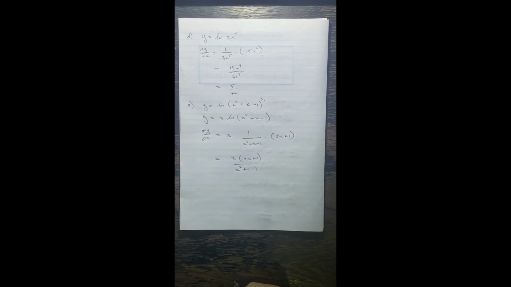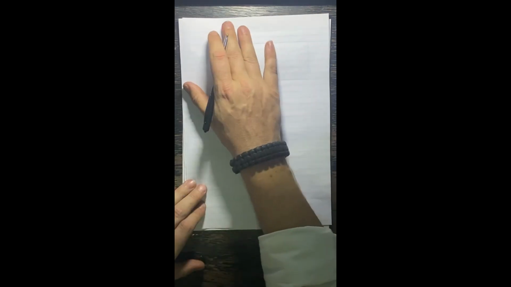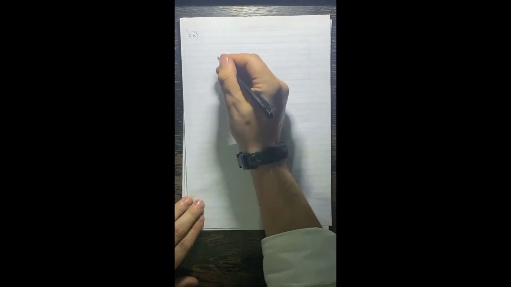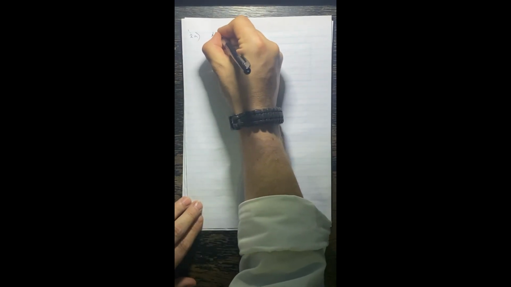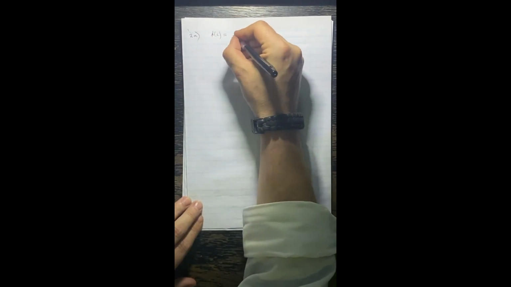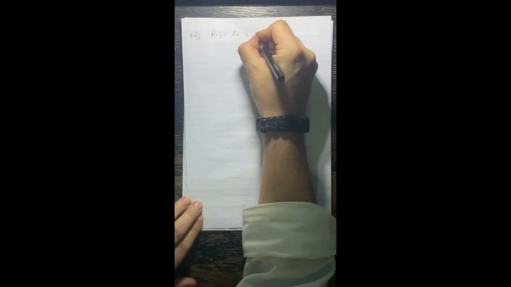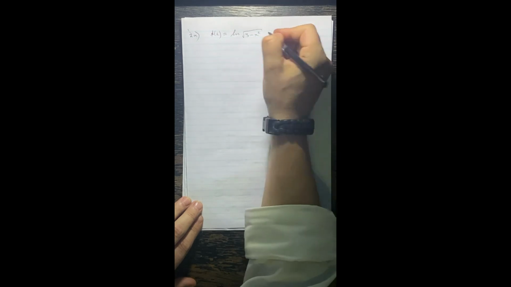Okay, I'm going to go through number 2 now. I'm not going to do all of them, I'll just do a little bit of them because they're pretty much all the same. Okay, so question 2A. They've asked us to differentiate f of x is equal to ln of the square root of 3 minus x squared.